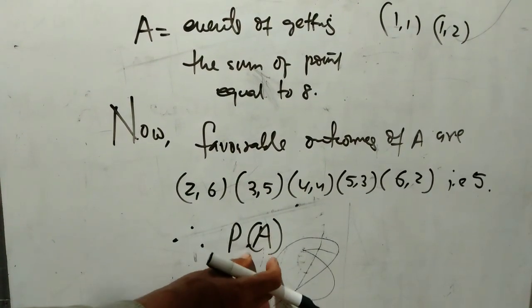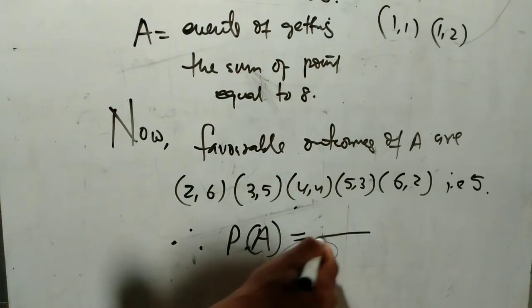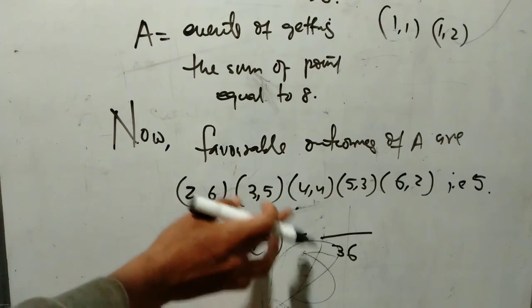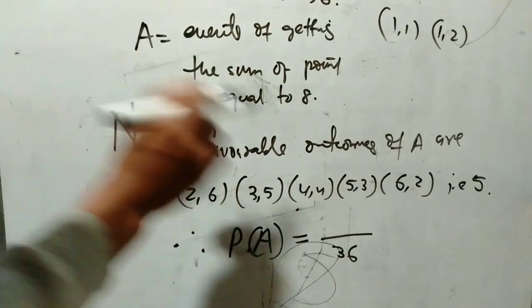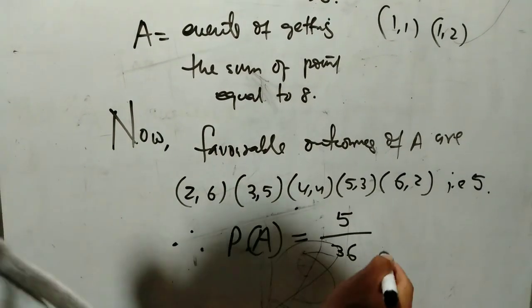Now, therefore, let's see the probability of getting the sum of the points equal to 8 by A. It will be equal to the total number, which is 36, and how many favorable outcomes of A are there? That is 5. It is 5 by 36 is the chance.